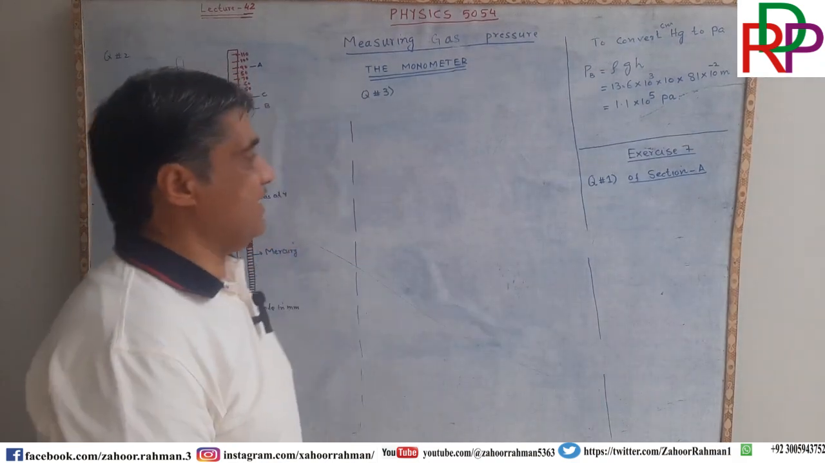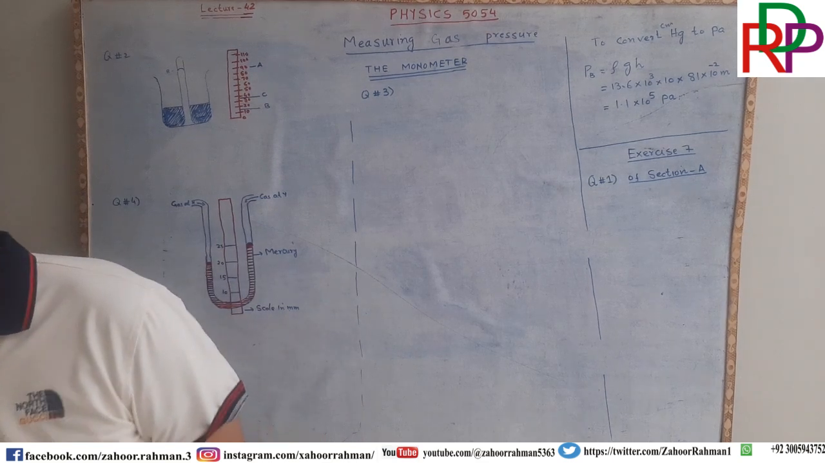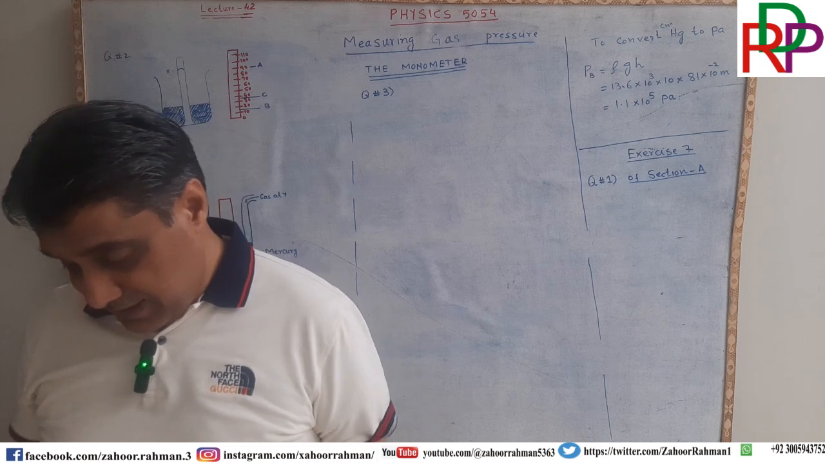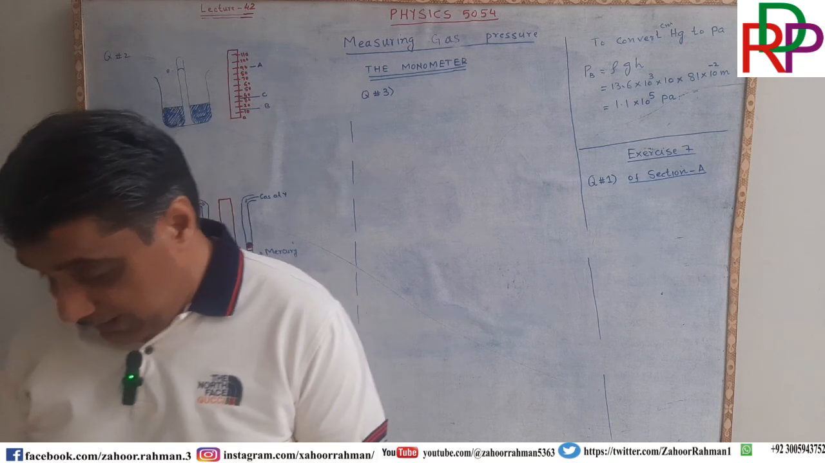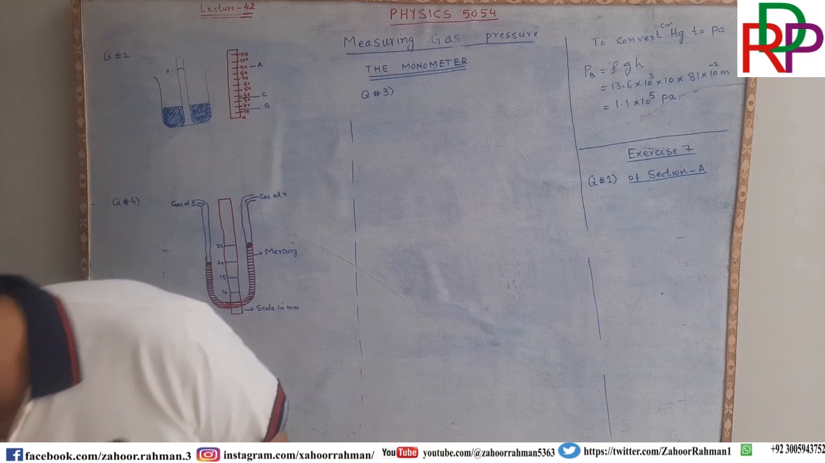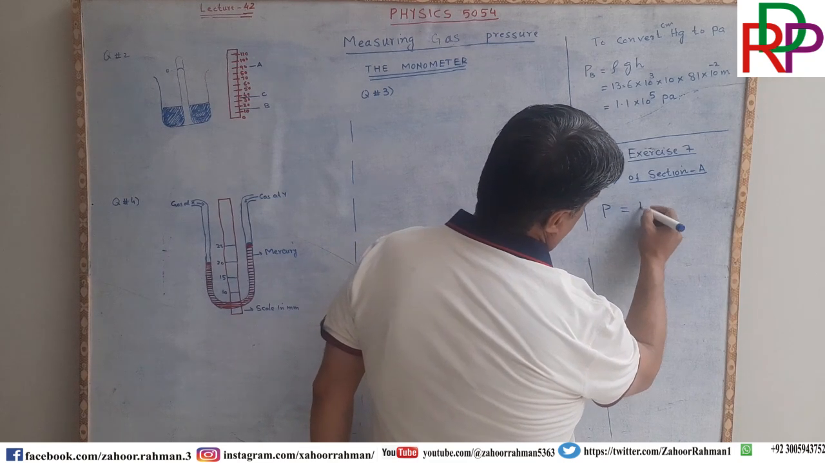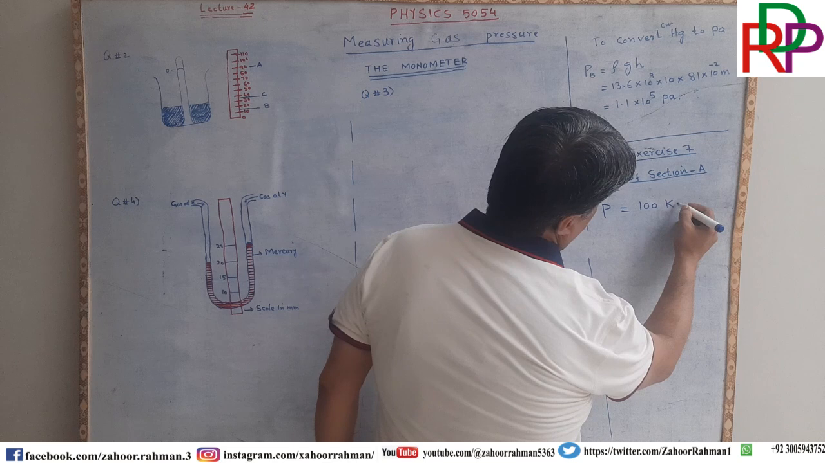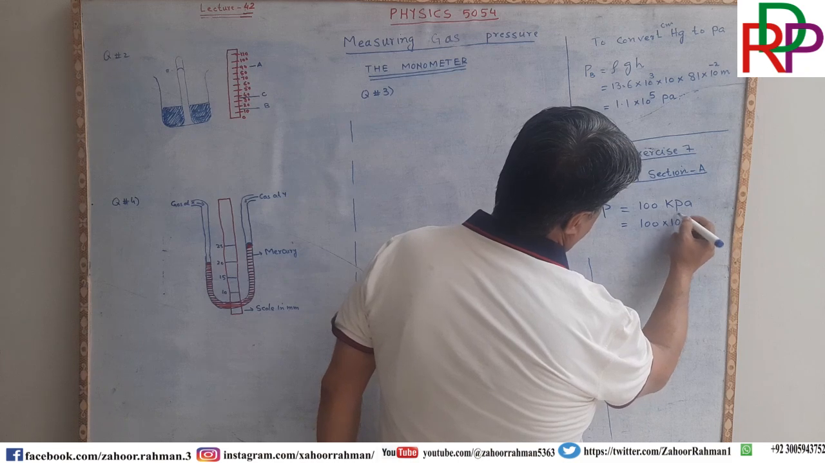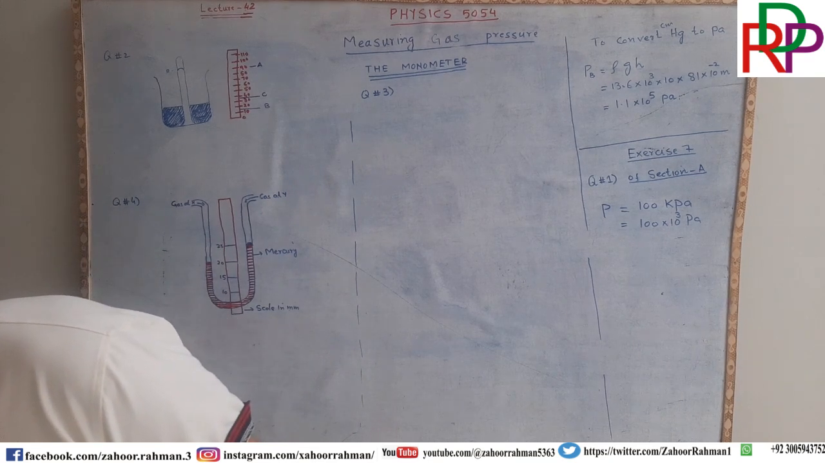Okay, ladies and gentlemen, let us talk about exercise 7, which is on page number 111. The question number 1 is saying the atmospheric pressure is 100 kilopascal. So P is equal to 100 kilopascal, which is equal to 100 into 10 raised to the power 3 Pascal. That is the first data we are having.